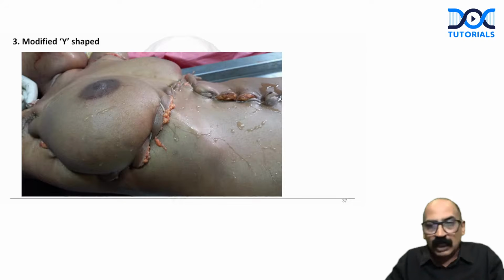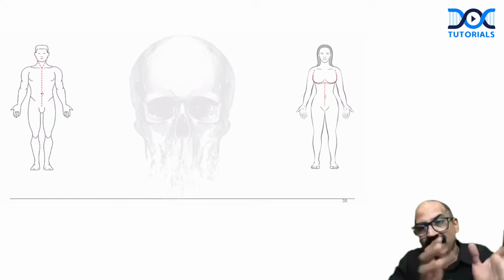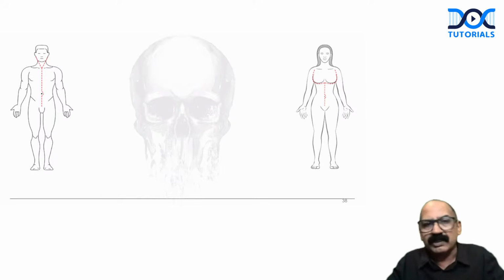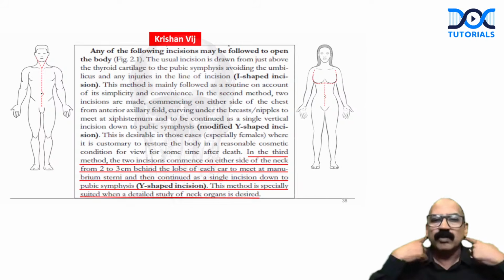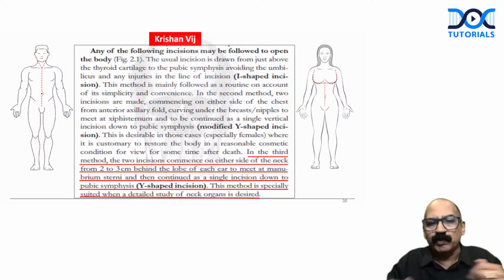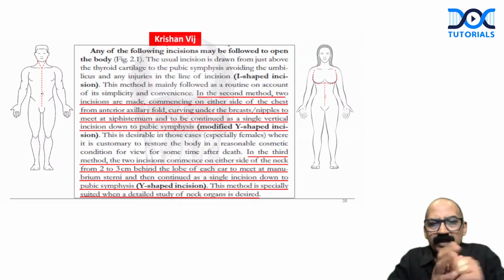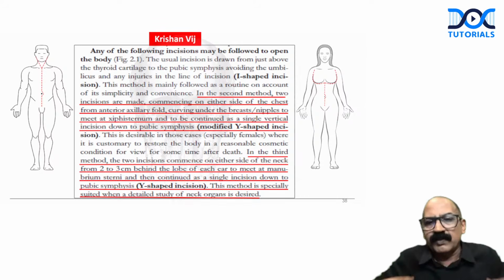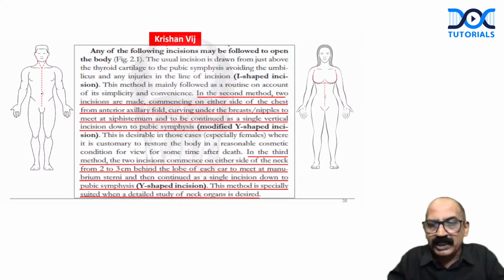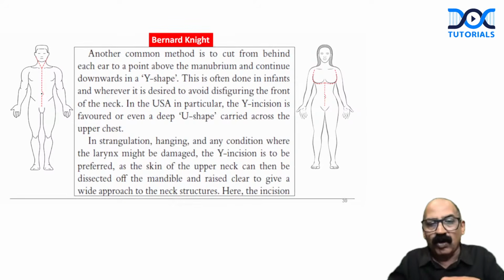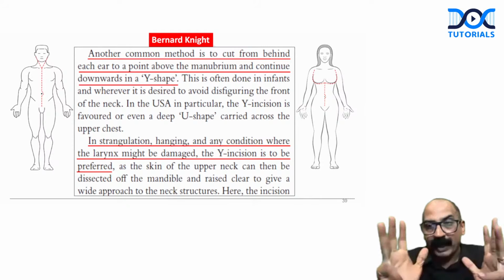Okay. Now the problem is, Narayan Reddy especially has given what I said as Y-shaped as modified Y and modified Y as Y, but that is wrong because the reference is from Krishan Vij, one of the standard textbooks in India, where it is mentioned that Y-shaped means both mastoids down to the sternal notch, down to the pubic symphysis. And in the second method, anterior axillary fold, curving under the breast, nipples, meeting at the xiphisternum, is modified Y in case of females. Y-shaped incision is done in case of strangulation, hanging, any condition where the larynx might be damaged, but not otherwise.